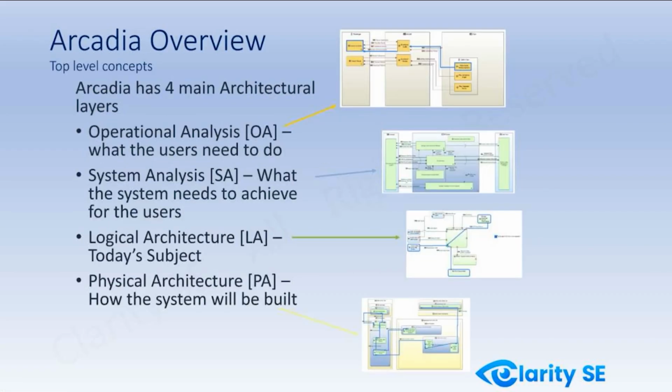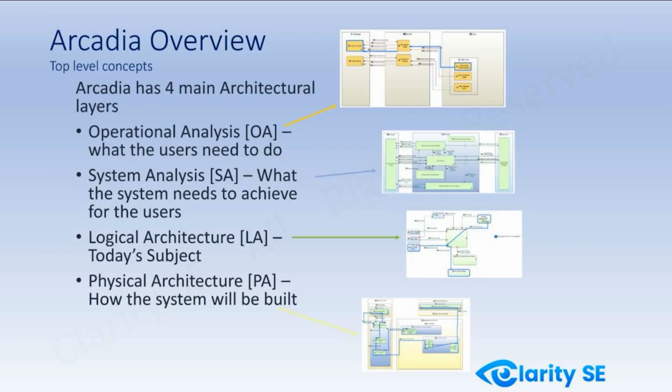So move on again. Okay, so there are four, I think the modern terminology here is viewpoints. When I learned Arcadia, they were called layers. So the first one is operational analysis, and this is all about capturing who the operational actors are. So who may potentially wish to use a system that you're architecting, and what do they need to do. And this quite deliberately has no representation of the system. This is purely talking about what people are trying to achieve.